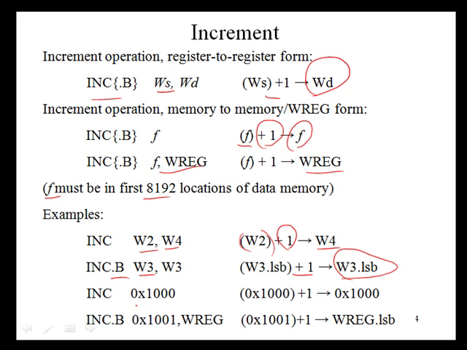Here we're incrementing the contents of memory location 1000. It's a word operation. The result is placed back into location 1000. Here we've specified a destination as the working register, and we've also made this a byte operation. So this is going to take the byte stored at location 1001, add 1 to it, and place the result in the least significant byte of WREG.